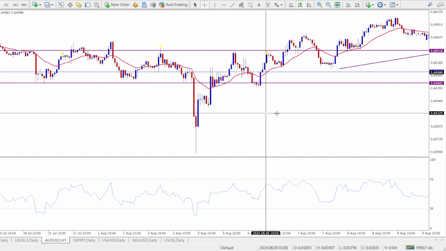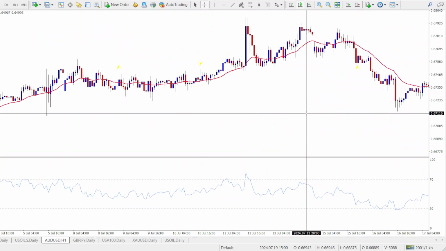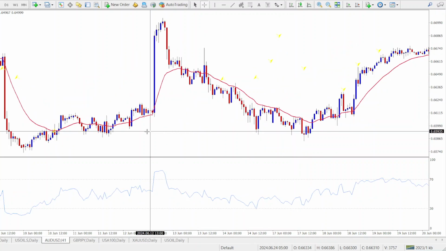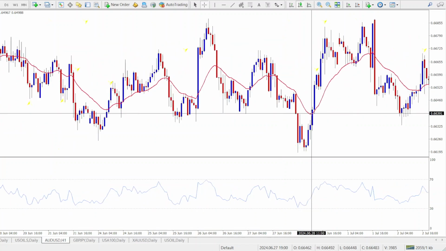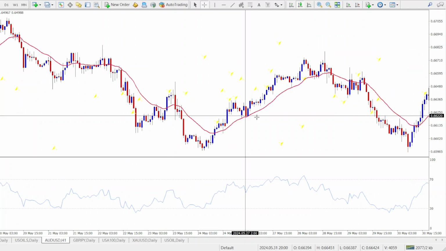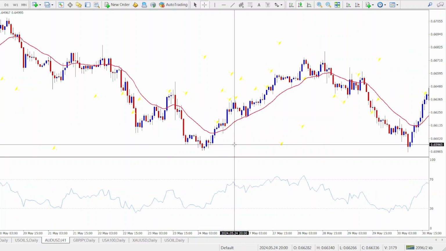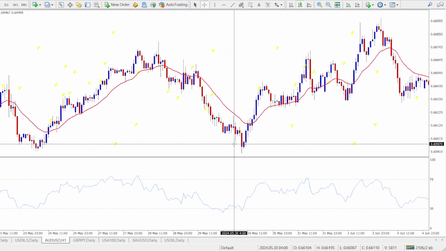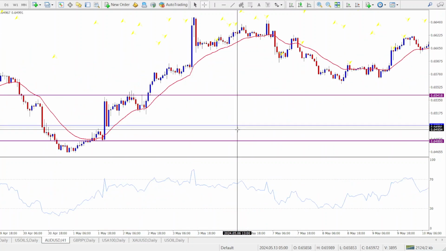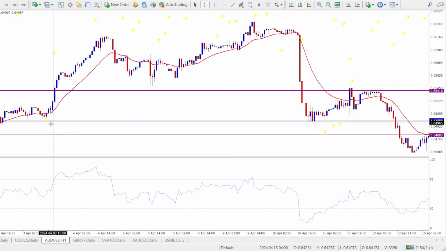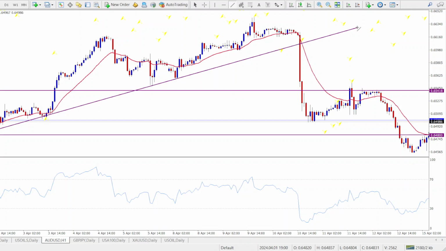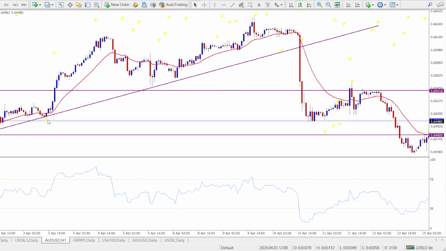All right, so let us look for another example. Let's see if we can find another example real quick. Okay, we have a lot of arrows here. We can see this is one example here, and we can see that this was a buy trend, and we had a buy signal from the pulse indicator around here.